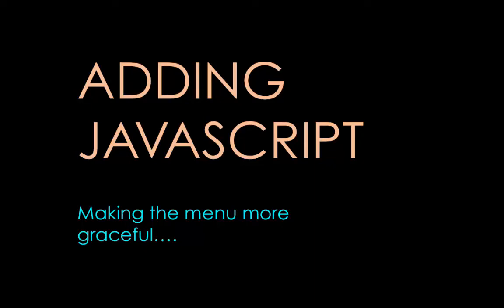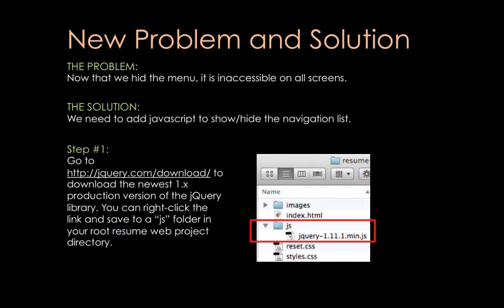Okay, so in this demonstration, we're going to move on from our last one where we ended up having a page with a menu button and the navigational list below it is going to be toggled on and off with that menu button. But right now the menu list is hidden, so we're going to add some JavaScript to make that menu more graceful. Let's talk about the problem real quick.